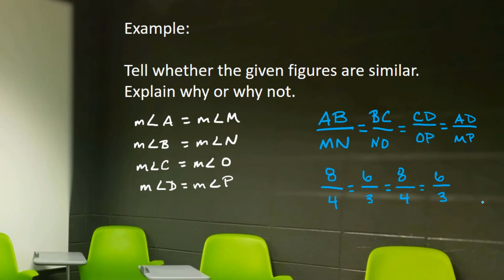So I'm going to just simplify all these ratios. Let me change my color so that you can kind of see the difference in the steps here. So this ratio simplifies down as 2 over 1. This one simplifies down 2 over 1. And just moving right along.